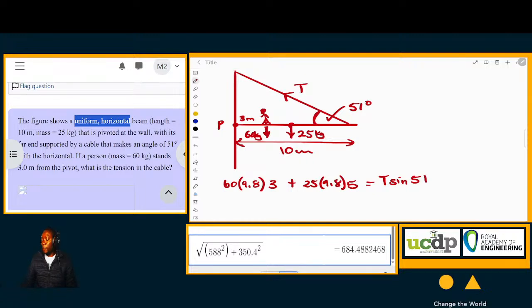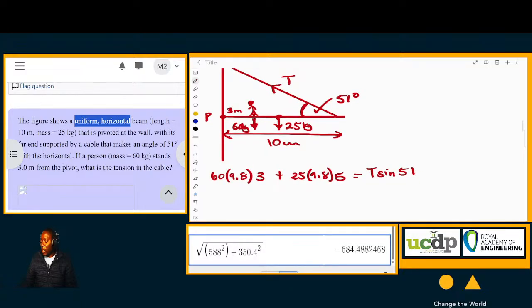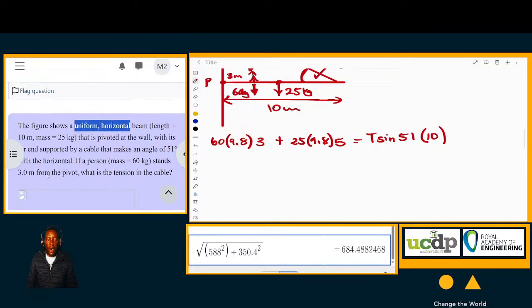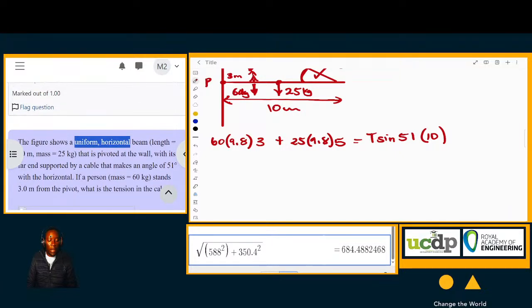Why sine 51? Because the component that's perpendicular to the beam and giving us an anti-clockwise moment will be T sine 51, the vertical component of that tension, acting at 10 meters away from the pivot. So if you look at it, the only unknown there is T. That simplifies the problem. We're supposed to have a diagram there. I've already drawn it for you. Let's calculate and see what we get.